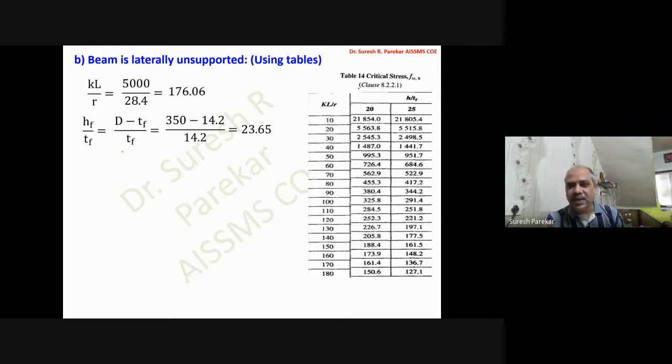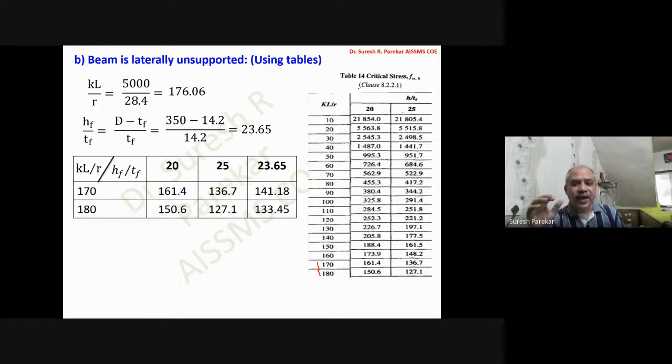Here we have the table values also. So we have KL upon R, and here we have H upon TF. Now we have KL upon R as 176, so we have to consider these two, 170 and 180, and then we have 23.65, so 20 to 25. First we will find the value using KL upon R. For 170, for 20 and 25, we have 161.4 and 136.7. So these values we have taken from the table.